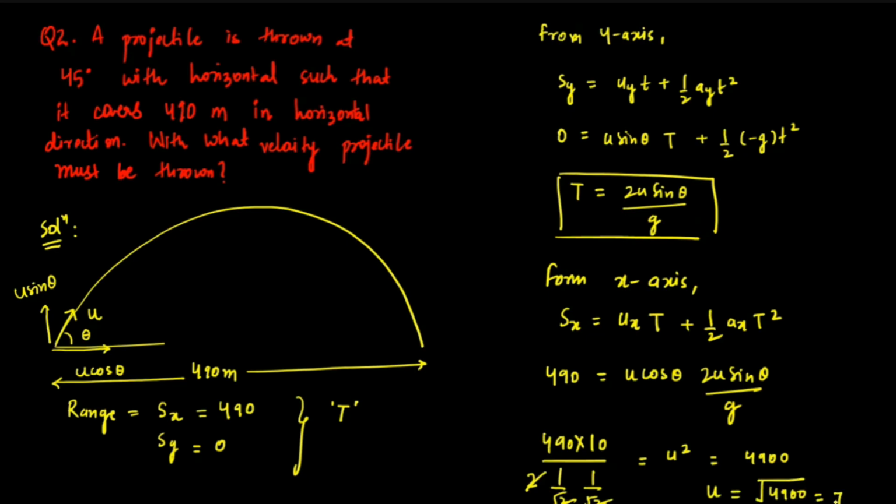Now let's substitute the values. We'll get u square equals 490 times g, and I'll take it as 10 here also, divided by twice of sine theta cos theta. Sine theta is going to be 1 by root 2 and cos theta is also going to be 1 by root 2, and this whole thing equals u square. So if you look, this will be cancelled out. So u square is 4900. So u is going to be, approximately, what? 70 meters per second. So this is how you are supposed to solve these kind of questions.